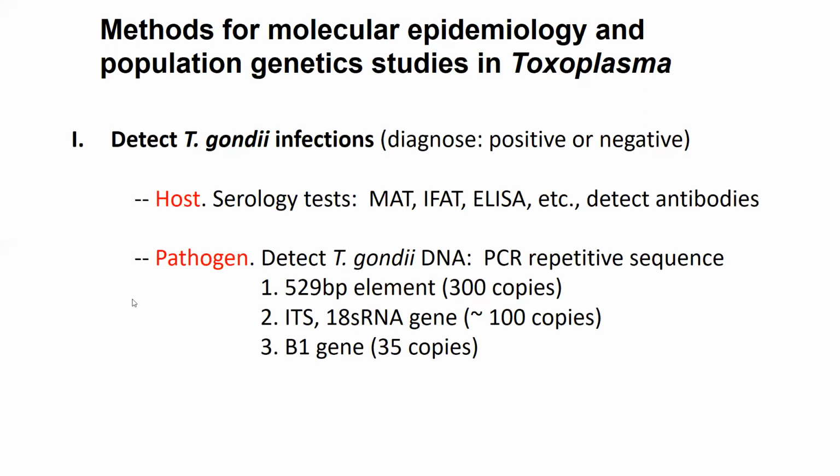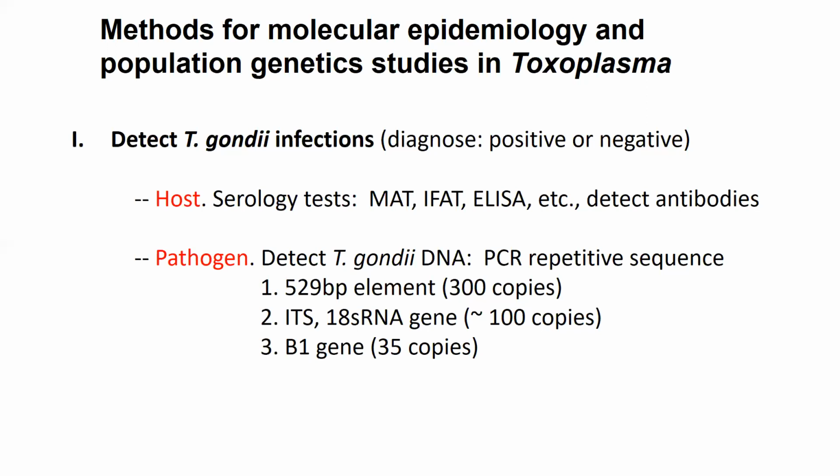So the first level is called detection. You want to detect Toxoplasma infections, and there are two different ways: one is from the host perspective, and the other is from the pathogen perspective. Eventually, the goal is to make a diagnosis. Is this animal or human infected with a particular pathogen or not? At the end, you get the result, positive or negative.